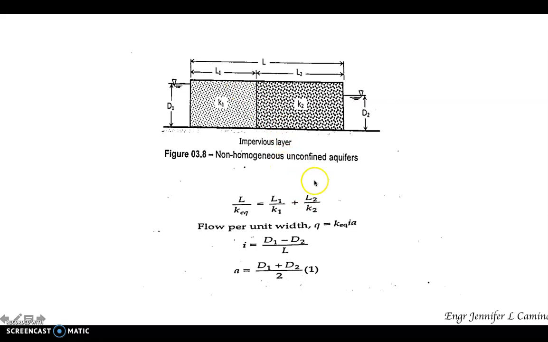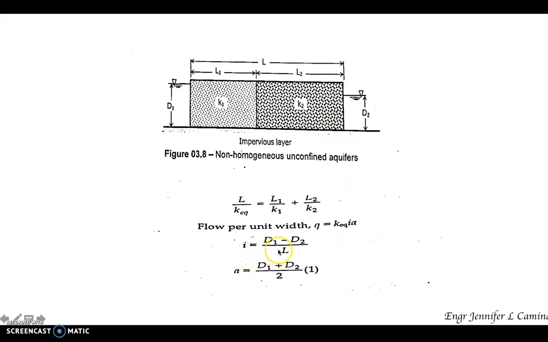And if you have an impervious layer for non-homogeneous unconfined aquifers, for this one you have a normal flow. So for a normal flow, you have this equation to compute for the equivalent hydraulic conductivity. And still, we are after the flow per unit width, Q. You have K equivalent, whatever is the value that you have computed for the equivalent hydraulic conductivity. Multiply that to I, our hydraulic gradient, times the area of this unconfined aquifer.